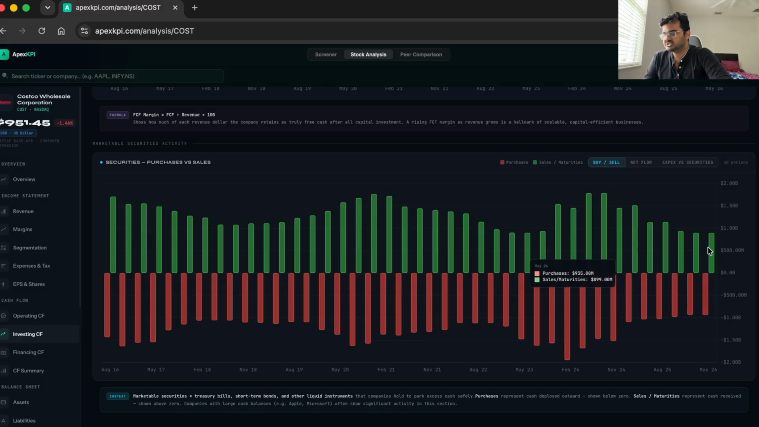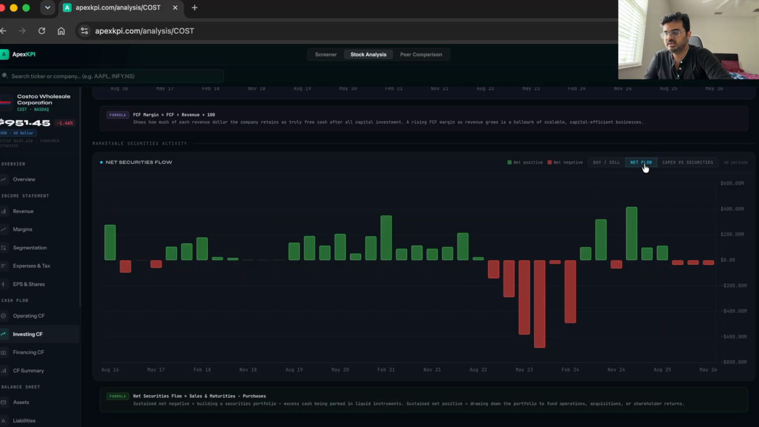So this historical chart shows for each and every period how much marketable security they have bought or they have sold. And what I could understand from this is Costco technically is spending a lot of money other than this business, that is to purchase marketable security as well.